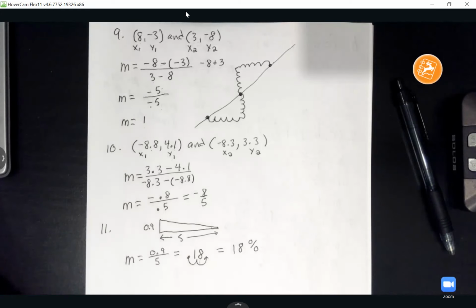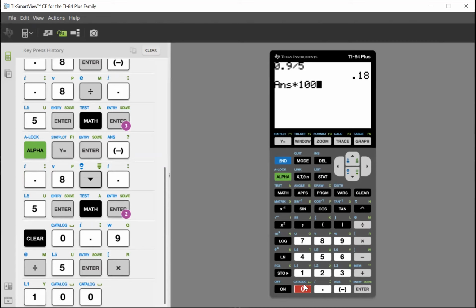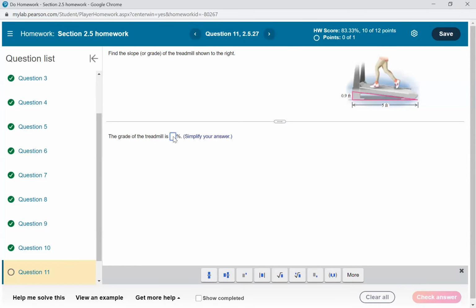So if you did that on the calculator, once you got that 0.18, if you take that answer and multiply by 100 and hit enter, you'll get that 18%, okay? So they want these as percent, and look at this answer blank. So see, they got that percent there. So all you would do is put 18. So that would be the slope of that little treadmill. So if you ever wanted to figure out what slope you're running or walking, figure out how high your treadmill is off the ground on the front, and then measure the length of that. And that'll tell you what sort of slope you're walking on, okay?